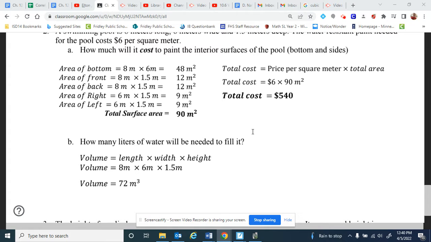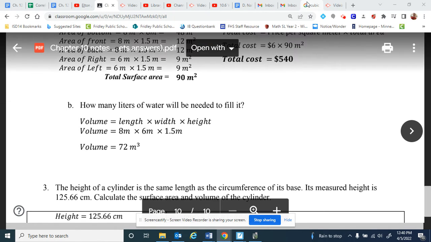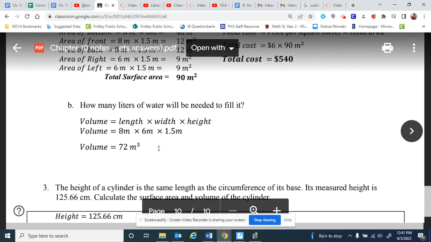And so if we're thinking about filling something, that's going to be looking at the volume. So the volume is length times width times height. So 8 by 6 by 1.5, which they told us up in the earlier problem. We end up with 72 meters cubed. And if we Google liters and cubic meters, we have 1 cubic meter equals 1,000 liters. So using that information, we have 72 cubic meters.